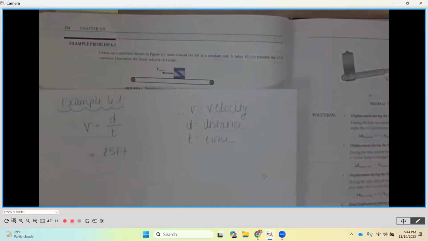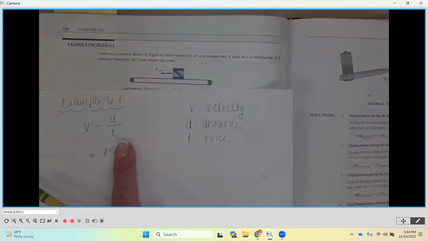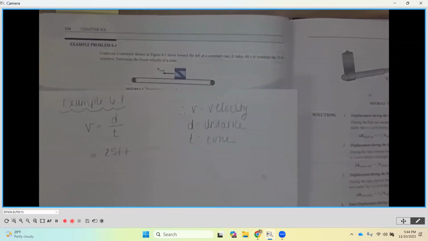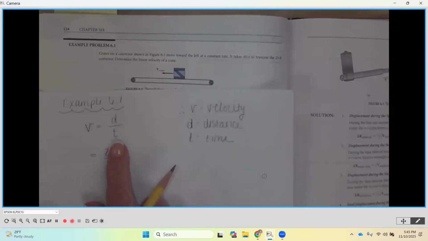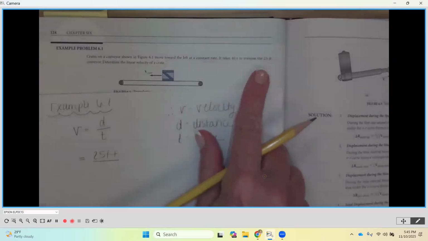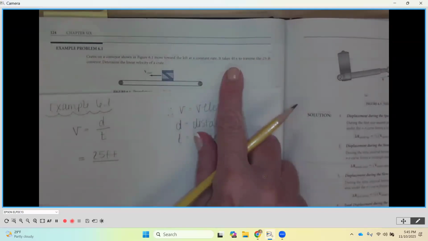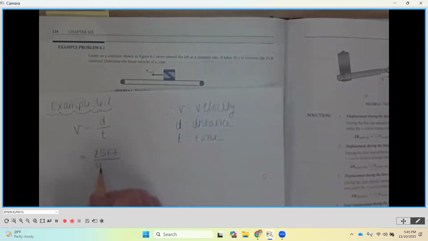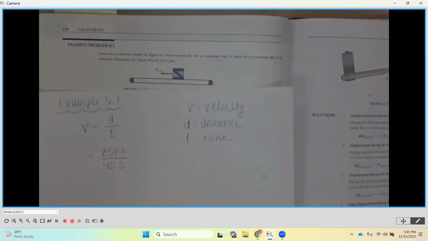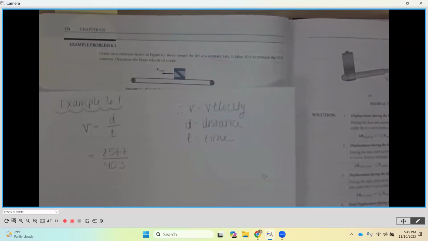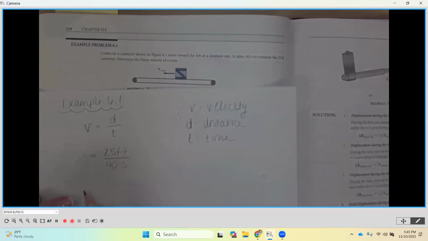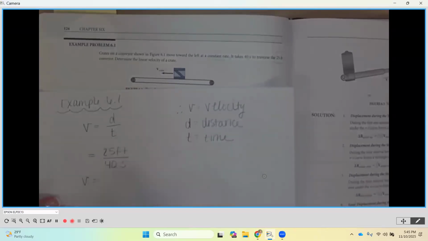And we're putting our units right next to it. Do not just put 25 on top here and say, well, she'll know what units those are. No, no, no. You have to put the units in every phase of the problem. Divided by the time that it takes to go 25 feet, it says 40 seconds. So we're going to put 40 underneath and then seconds. So now for my velocity, I'm going to take 25 divided by 40.